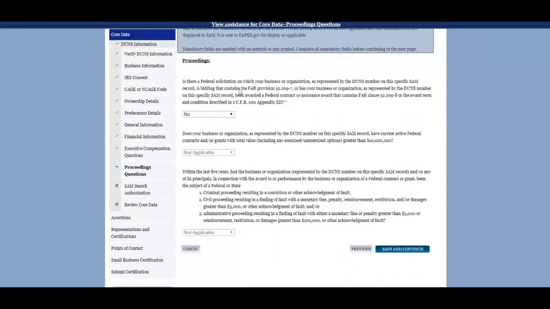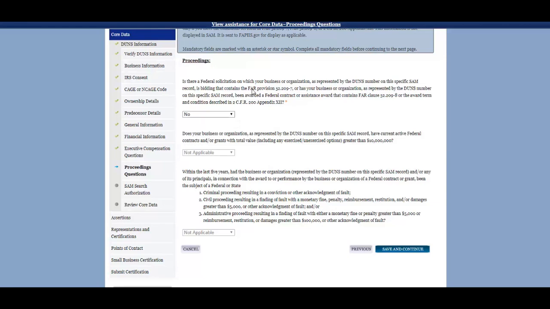Proceedings questions. Is there a federal solicitation on which your business or organization, represented by a DUNS number in a specific SAM record, is bidding that contains FAR provision 52.209-7, or has your business or organization, represented by the DUNS number in a specific SAM record, been awarded a federal contract or assisted award that contains FAR clause 52.209-8 or the award term and condition described in 2 CFR 200 Appendix 12? That would be no. And of course, I would have to look up that.